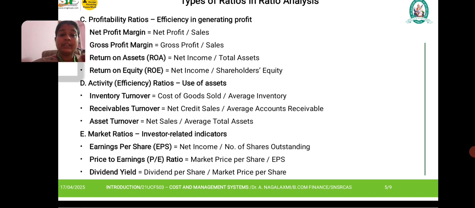Next, activity or efficiency ratio is used to know the asset position. Inventory turnover ratio, receivables turnover ratio, and asset turnover ratio can be ascertained with the help of these activity ratios.